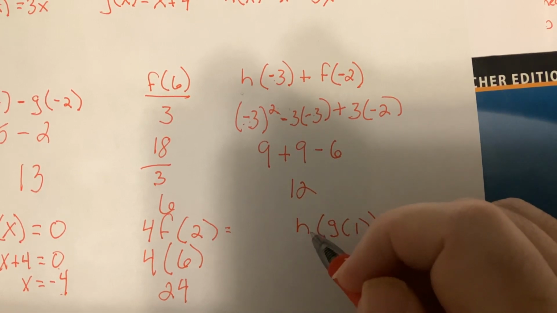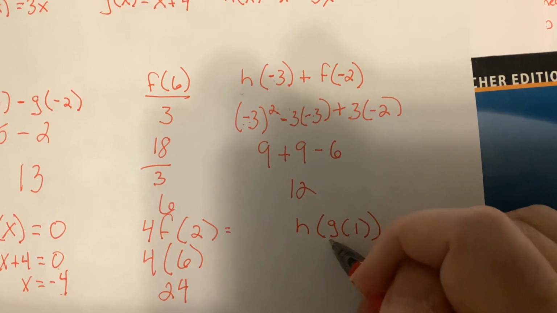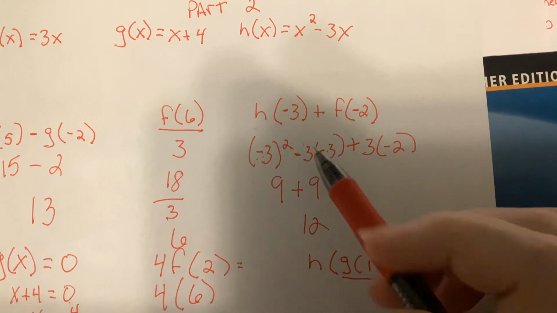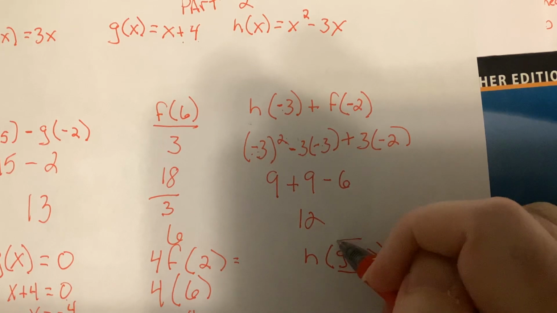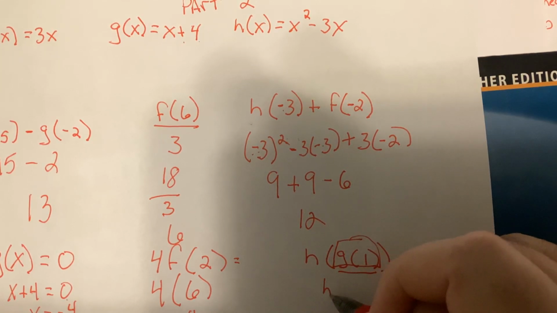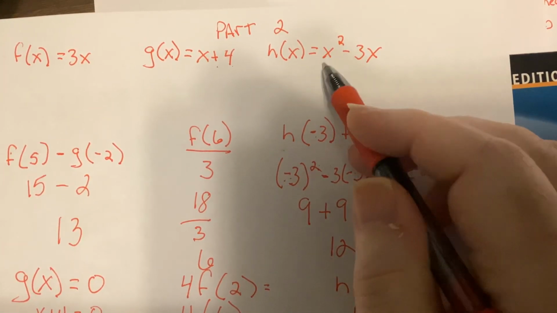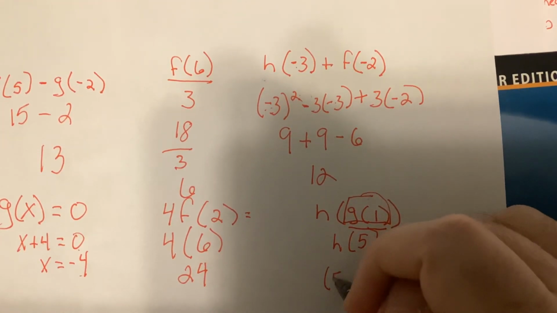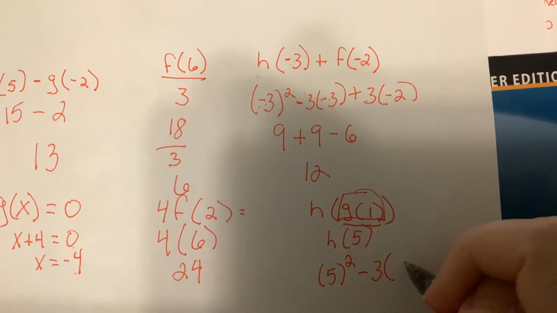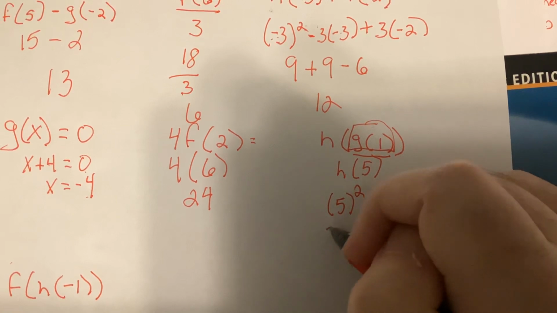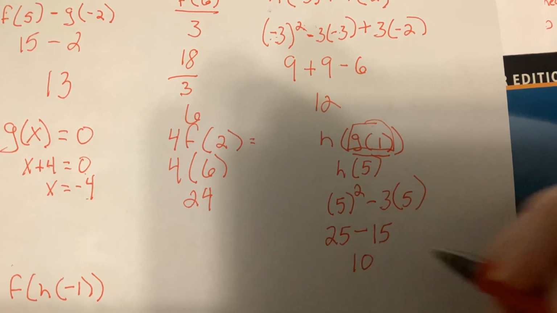This one is called a composition. You're taking a function of a function. So we find g of 1. So g of 1 would be 1 plus 4 is 5. So I replace g of 1 with the number 5. So I'd have h of 5. Then h of 5, we'd put 5 in for x. So we'd have 5 squared minus 3 times 5. So that would be 25 minus 15, which is 10.